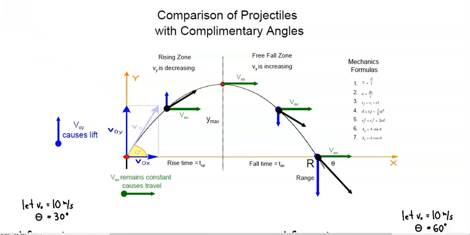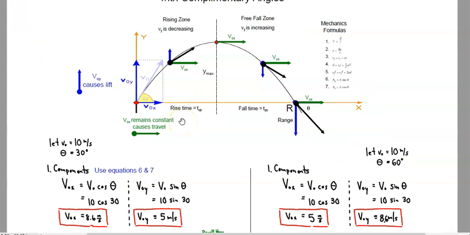Let's get started. We're going to launch an object at a speed of 10 meters per second, first at 30 degrees from the horizontal, then at 60 degrees from the horizontal. We're going to show you 4 out of the 5 steps, and we're going to show you which equations to use and how to derive all of the formulas and get the proper answers.